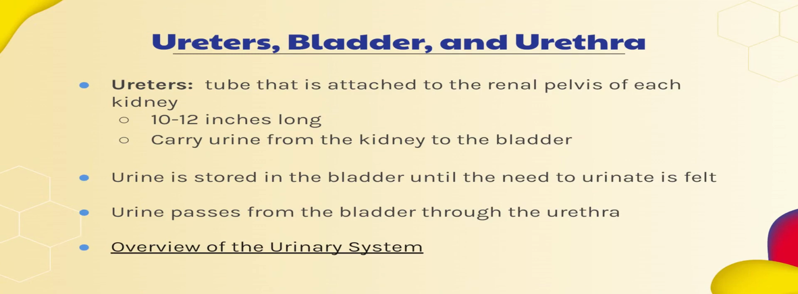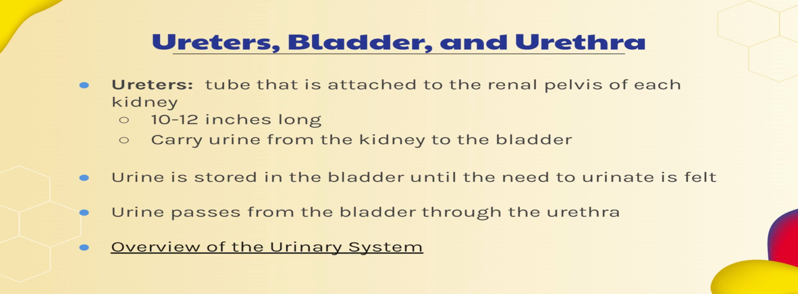Ureters are tubes that attach to the renal pelvis of each kidney. They're 10 to 12 inches long, and they carry urine from the kidney to the bladder. Urine is stored in the bladder until the need to urinate is felt. The bladder is a hollow muscular sac. It lies towards the front in the lower part of the abdominal cavity. The urge to urinate occurs when there is approximately 250 milliliters of urine in the bladder.